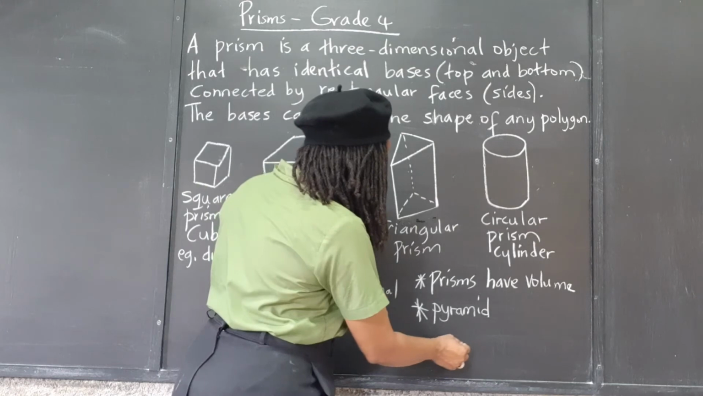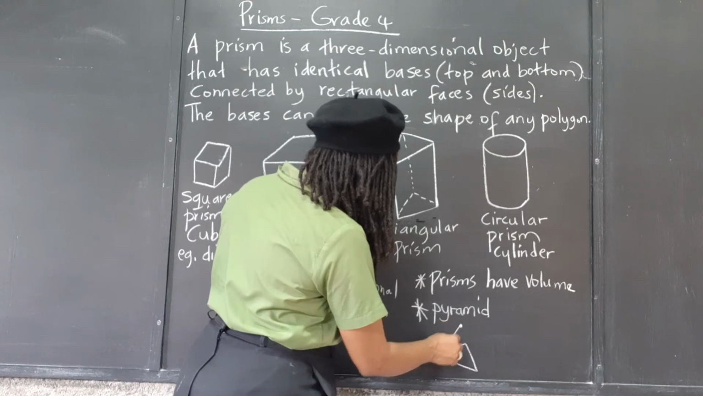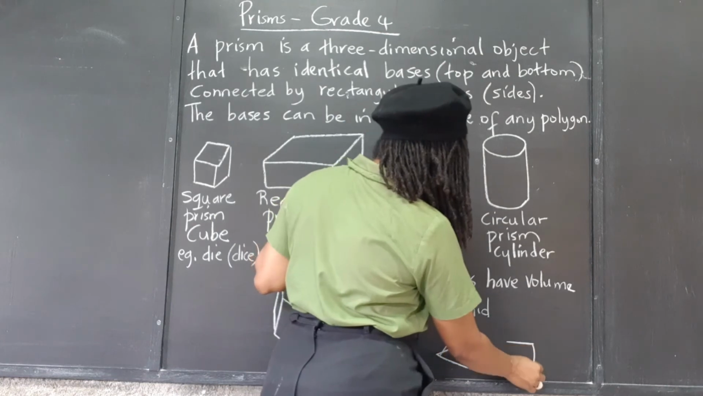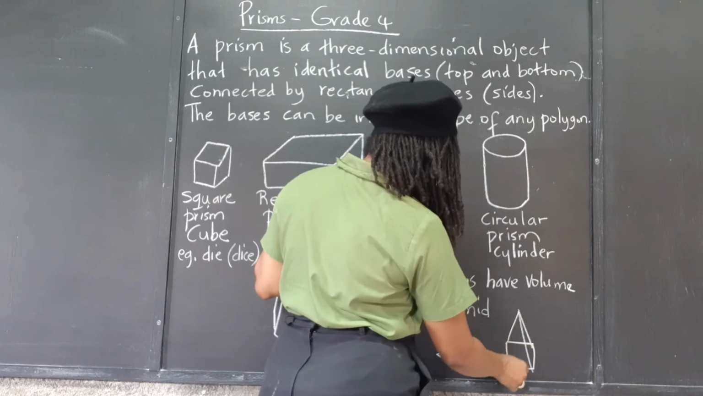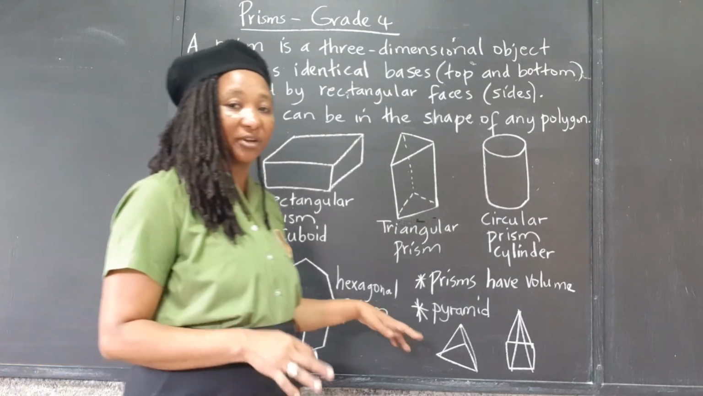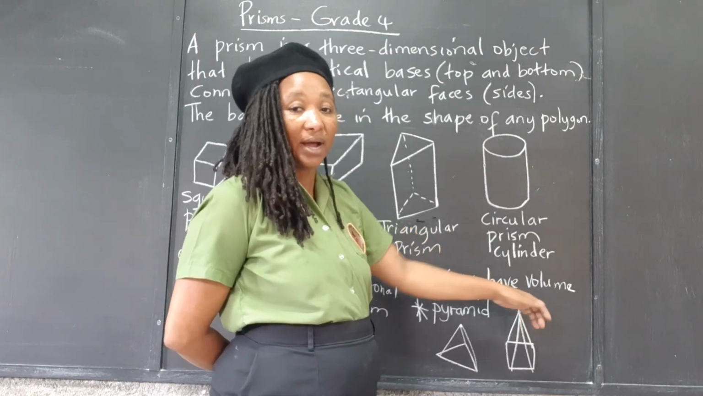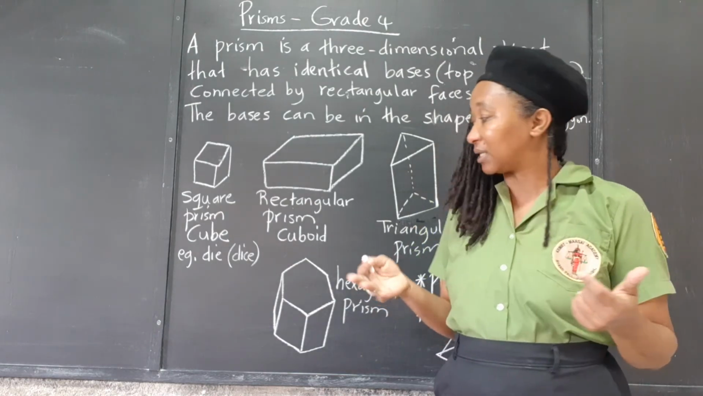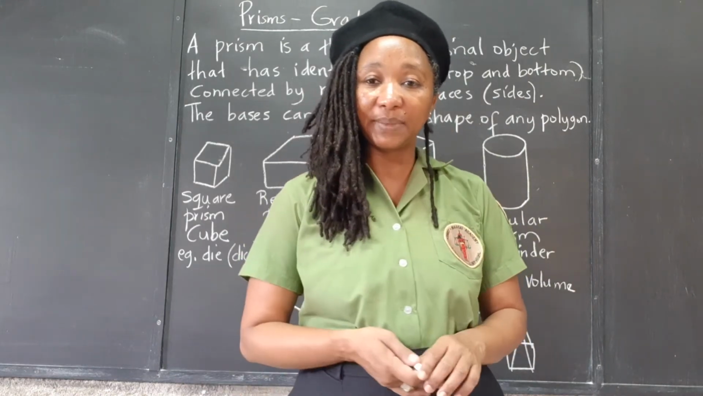So if we have a triangular pyramid, all the sides meet up here at the top, right? Or we could have a square base or rectangular base pyramid. All of them, all the sides come up to the apex. So you see, that's not a prism. The pyramid is different from the prism because it meets at a point at the top, whereas the prism must have the same base as the top. So that's a distinction between the pyramid and the prism. Alright, so that's it for prisms.